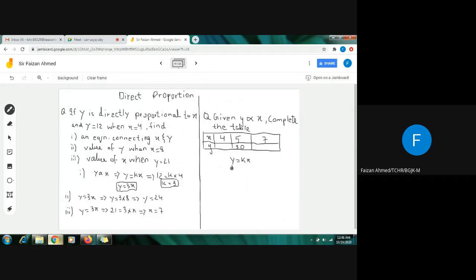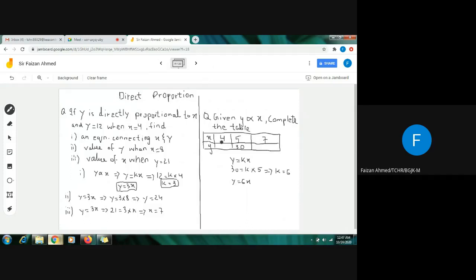So I will write 30 in place of y, and then equals k will be as it is, and I have the value of x as 5, so I will write 5 in place of x, and since I know that this 5 has to be shifted to the other side, it will get divided, and the value of k will be equal to 5 times 6 is 30. So my equation is basically y equals 6x, since I have calculated the value of k as 6. So this is my equation.